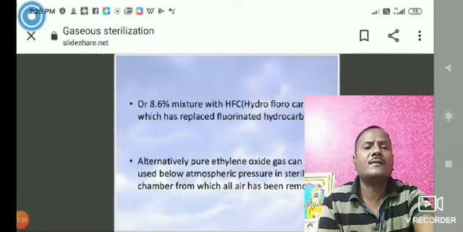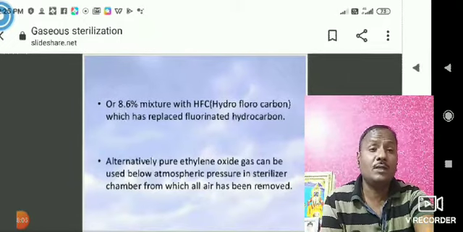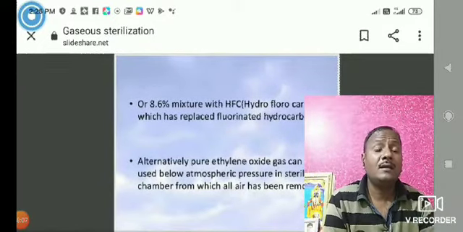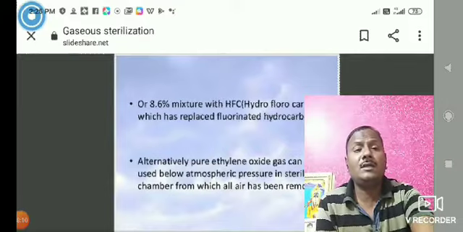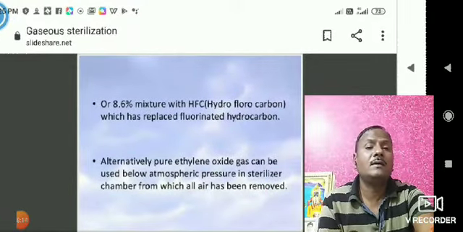Alternatively, pure ethylene oxide gas can be used below atmospheric pressure in a sterilizer chamber, from which all air has been removed. It means that it is very dangerous, because we can use ethylene oxide in pure form, but only when the pressure in the sterilizer chamber is below atmospheric pressure and all air has been removed. It means that it is very effective.